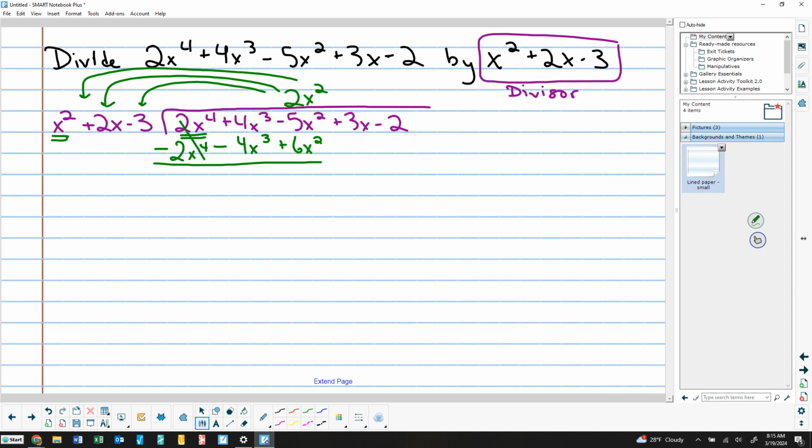Now add down. So these are going to disappear. These are going to disappear. This is going to be an x squared, a positive x squared. And because I have 3 terms here, I need to bring down 2 terms at the same time. So plus 3x minus 2.